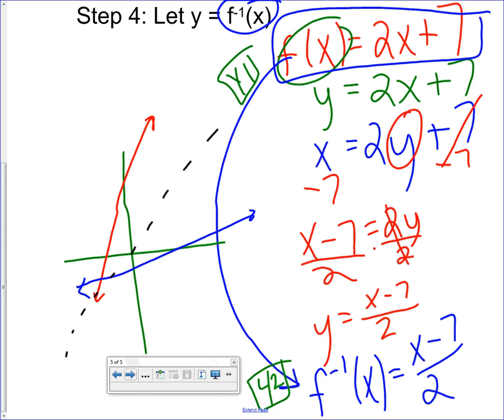This is it for our notes. Go ahead and draw your line for your summary, and come in ready to practice inverse functions.